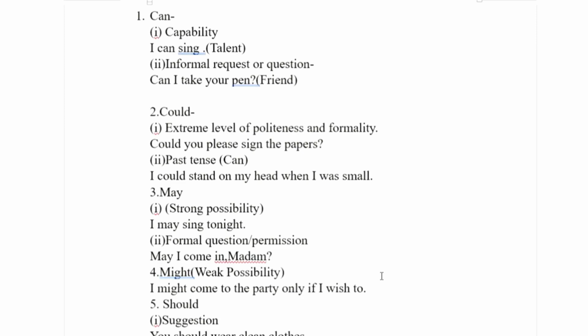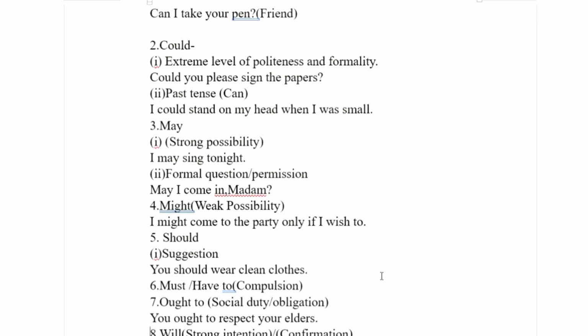Now next is could. Could basically shows an extreme level of politeness and formality. For example, could you please sign the papers? Instead of could, we can use another word which shows a lot of politeness, that is would. Would you like a cup of coffee?